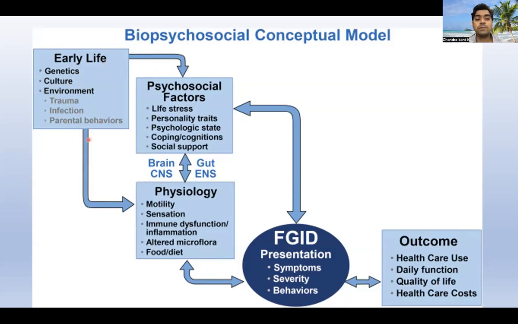When the child is being given strict rules and regulations, or when the parents deal with the child in a harsh way, then what will happen? It is going to affect the physiology. And we can see here the psychosocial factors, life stress, personality trait. You should only achieve more. Achievement is more important than your relaxation. Psychological state, always studying, always worrying about what to do, like that.